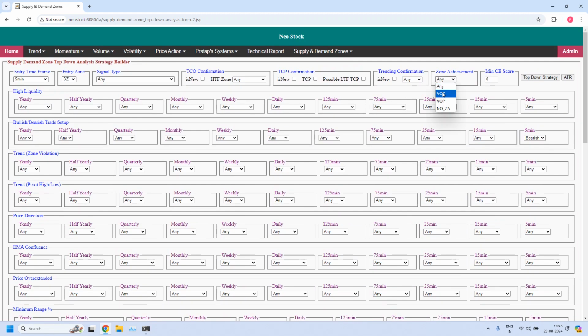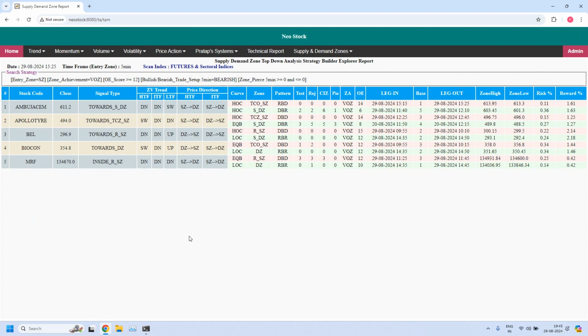And zone achievement is violated opposing zone. Minimum odd and enhanced score is 12. All the 3 filters are applied to the 5-minute supply zone. Now let's filter. So 5 stocks are filtered, and these 5 stocks are currently supporting bearish trade setup for hourly income trade.